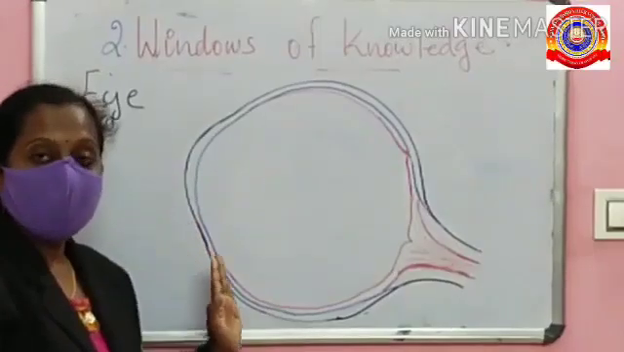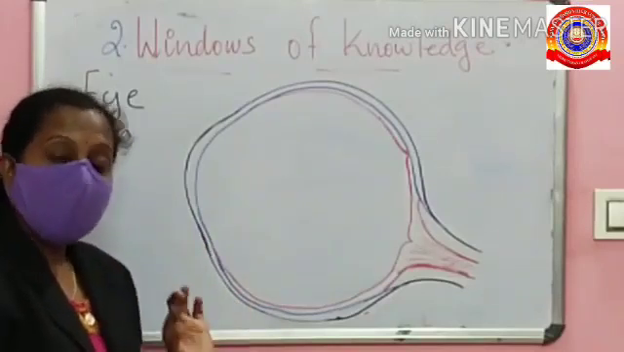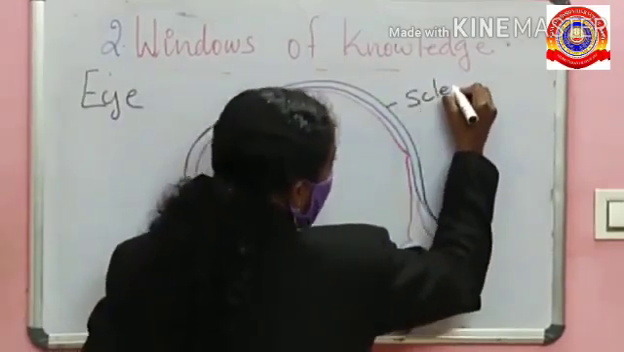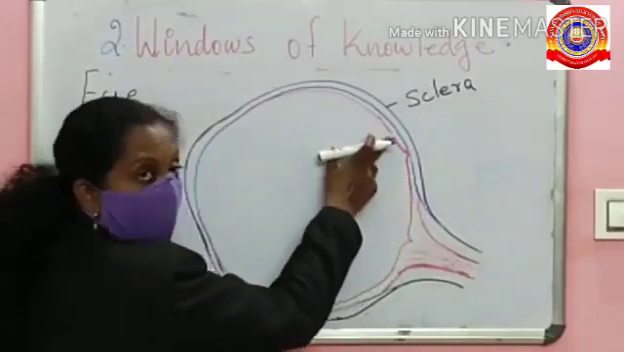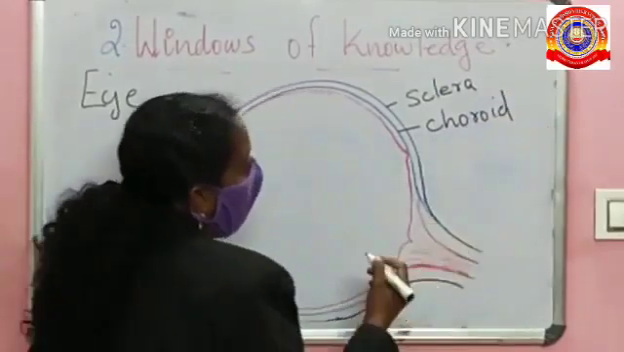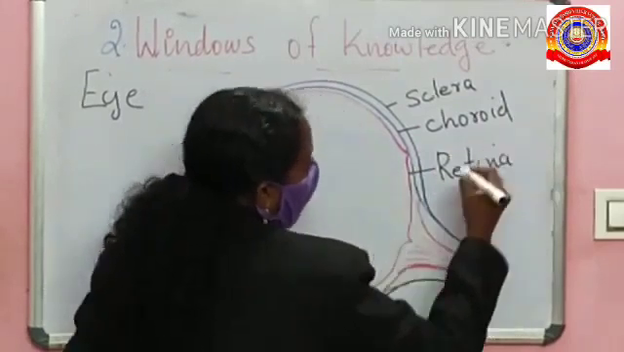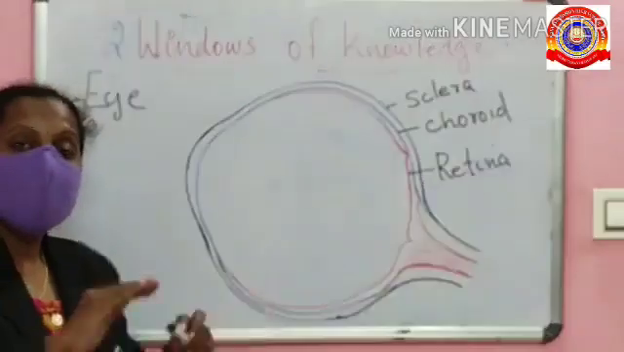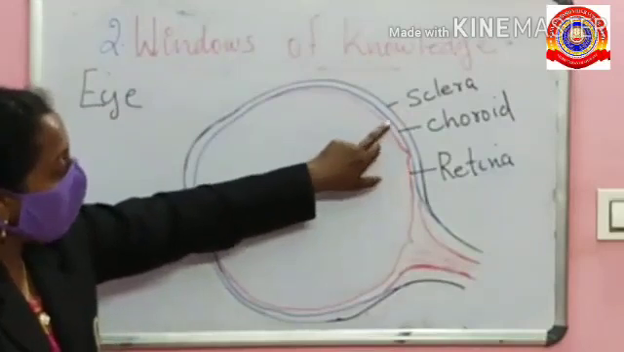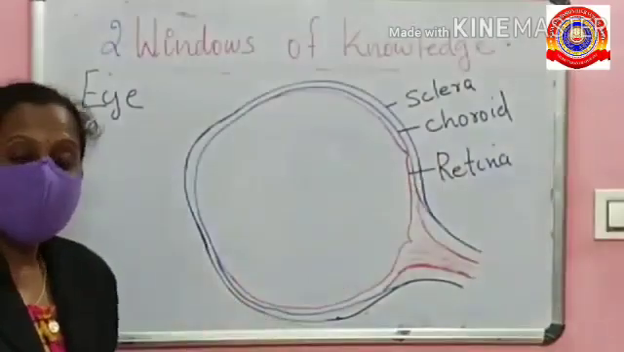Let's start with the structure of the eye. The eye has 3 layers. The outermost layer is called sclera. In the middle portion, we can see another layer called choroid. And the inner layer is called retina. So, 3 layers are there in the eye. The outer layer is called the sclera. In the middle portion, it is called choroid. Third layer is called the retina.